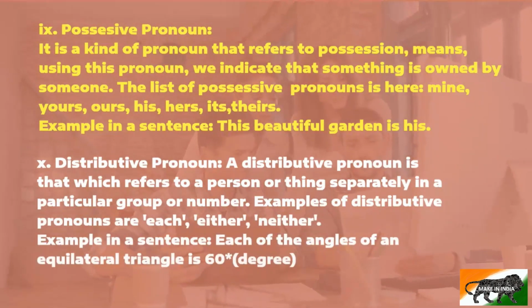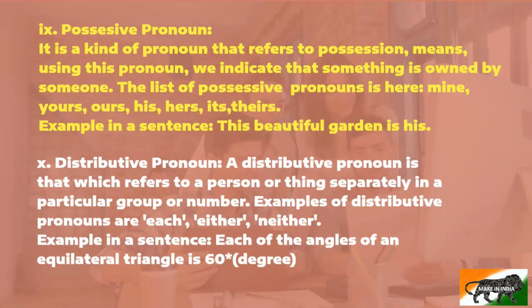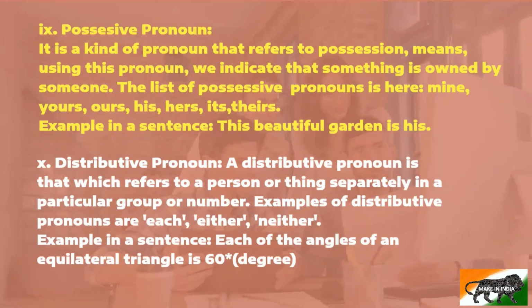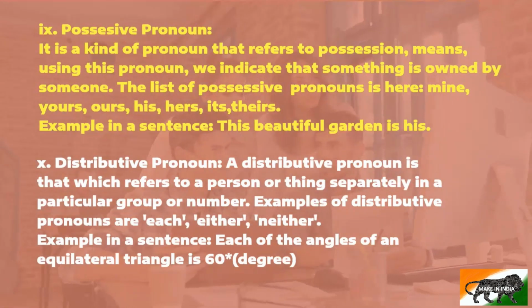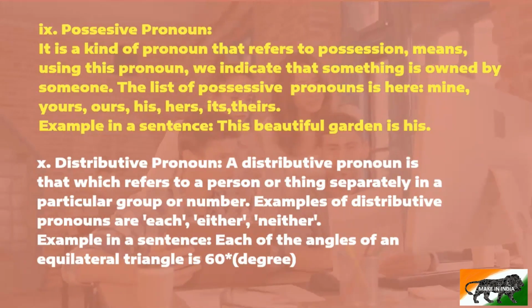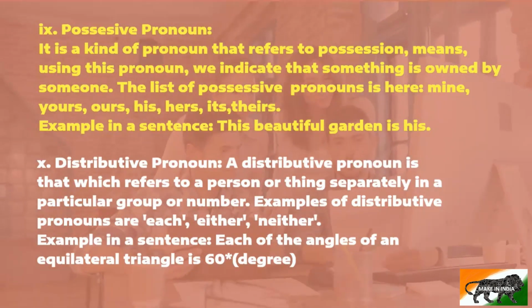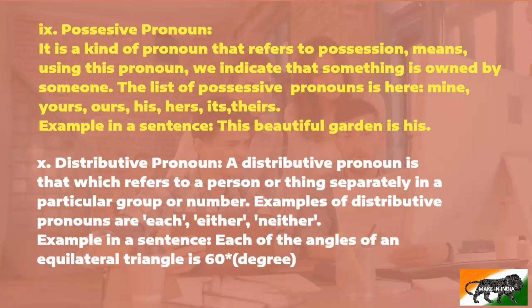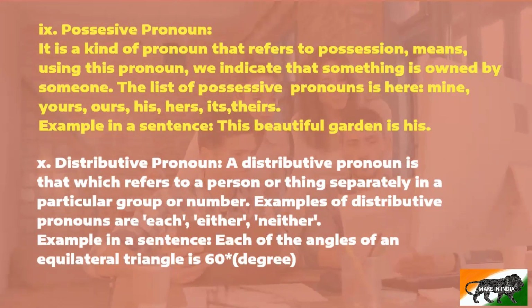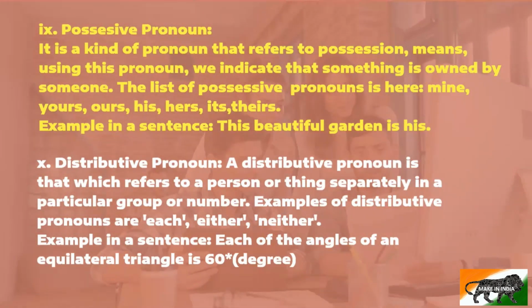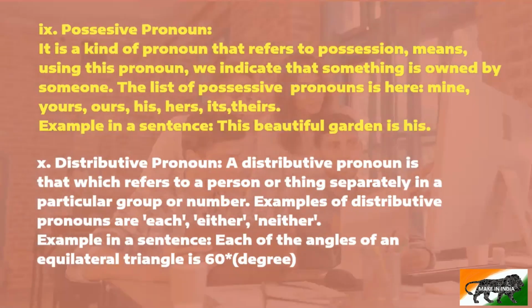And the last kind of pronoun is the distributive pronoun. A distributive pronoun is one which refers to a person or thing separately in a particular group or number. Examples of distributive pronouns are each, either, neither, etc. Example in a sentence, each of the angles of an equilateral triangle is 60 degrees.